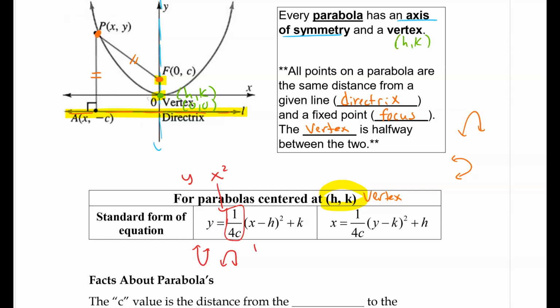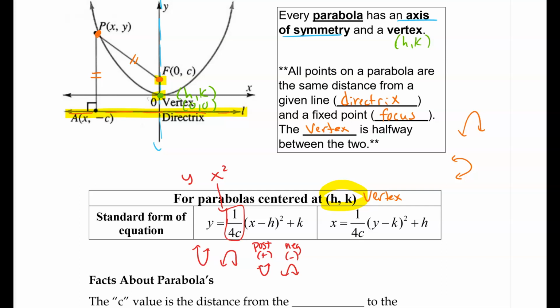So if it's positive, we know our parabola is going to open up. If it's a negative value, we know it's going to open down. So those are the simple ones that we have. But then we also have parabolas that can open to the right or they can open to the left.